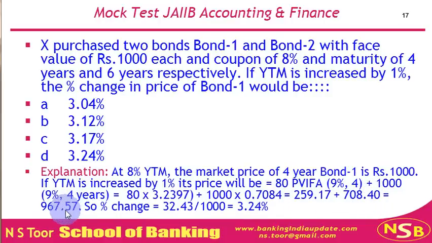So 967.57 is the current value of the bond. Hence the change will be how much? So 1000 minus 967.57 is 32.43, divided by the value of the bond, that is 1000. So 3.24% is the change in the price of bond 1. On the same pattern, we can also make the calculation for bond 2.